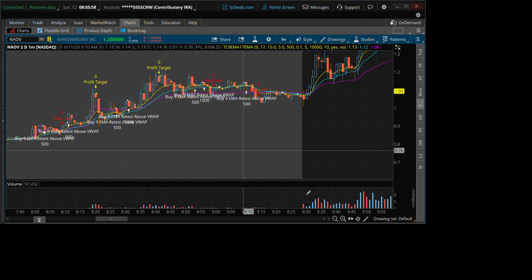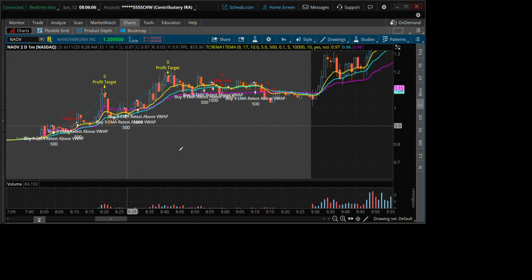When price action breaks above the 9 EMA and comes back and retests it, it gives you a buy signal. Price action has to break above and close above the 9 EMA and the 20 EMA, and then it gives you a buy. If price action breaks below and closes below, it gives you a sell.